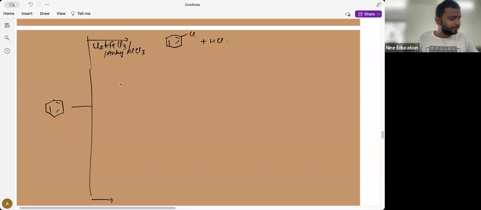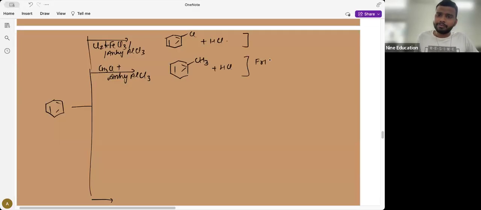We call it chlorobenzene. Let's say if I give you CH3Cl plus anhydrous AlCl3, right? Which reaction happens here? We will get on the benzene CH3 plus HCl, and this reaction is known as Friedel-Crafts alkylation reaction of benzene. Friedel-Crafts alkylation of benzene.